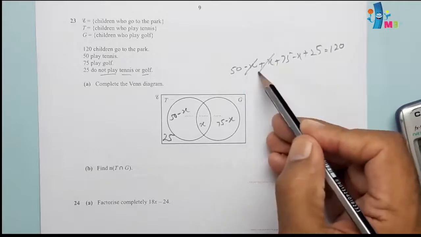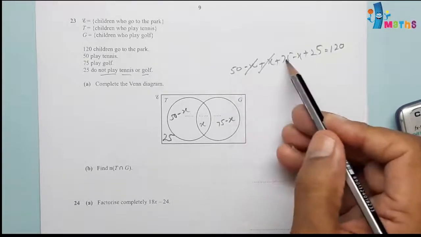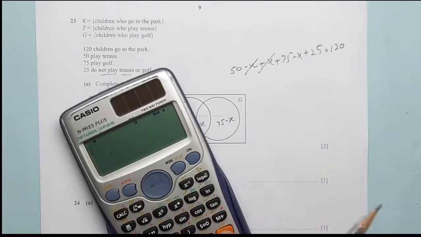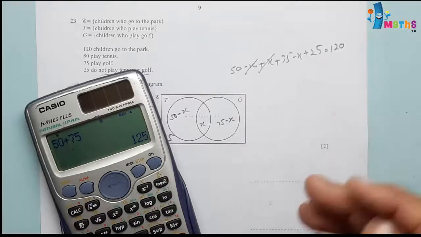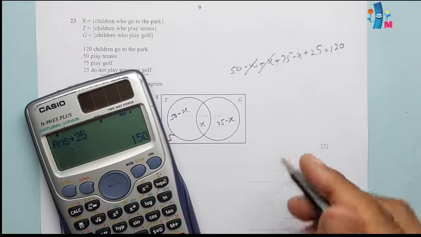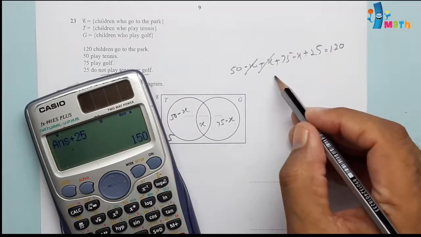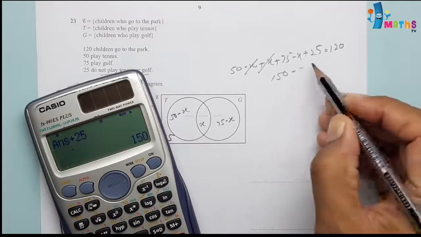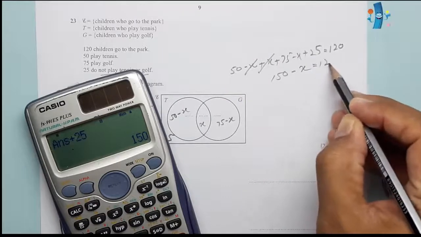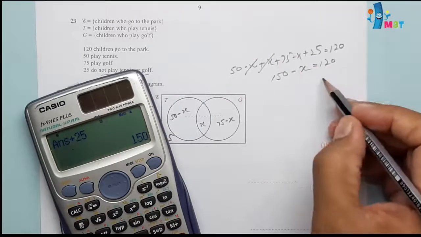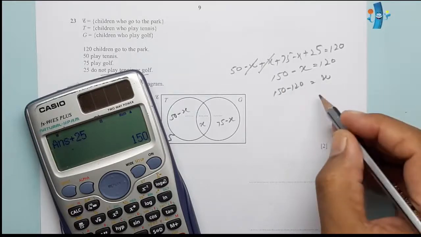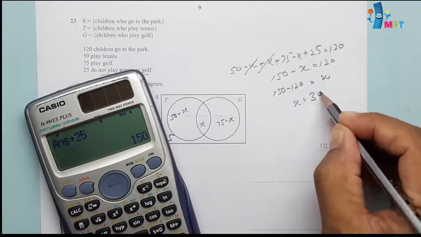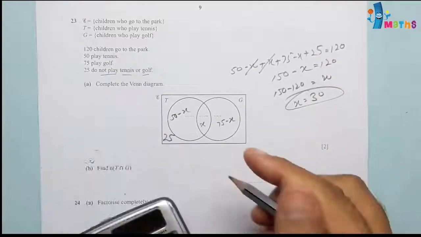So this minus and plus will cancel. This will be 50 plus 75. 50 plus 75 will be 125. 125 plus 25 again will be equal to 150. So this will be 150 minus X is equal to 120. X we can shift to this side. So X is equal to 150 minus 120. So X will be equal to 30. So this X is 30.